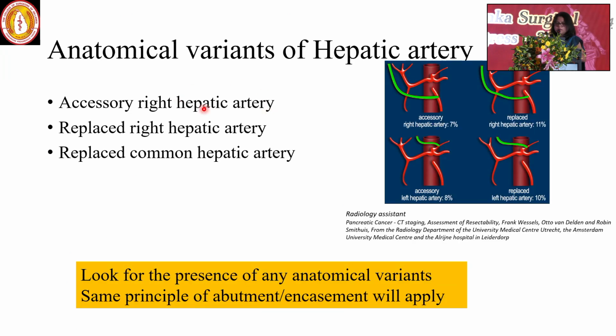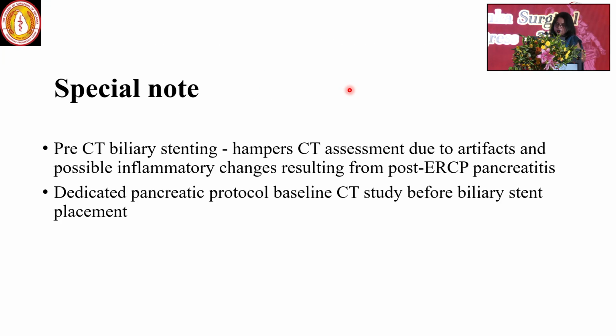So these are some of the anatomical variants that you can see in that area. Make sure you apply the same theory to these anatomical variants as well, whether there is abutment or encasement or not. Depending on the findings, you can categorize into resectable, borderline resectable or unresectable tumors.